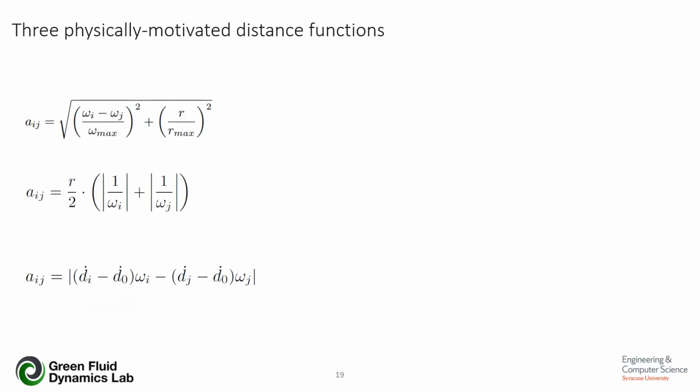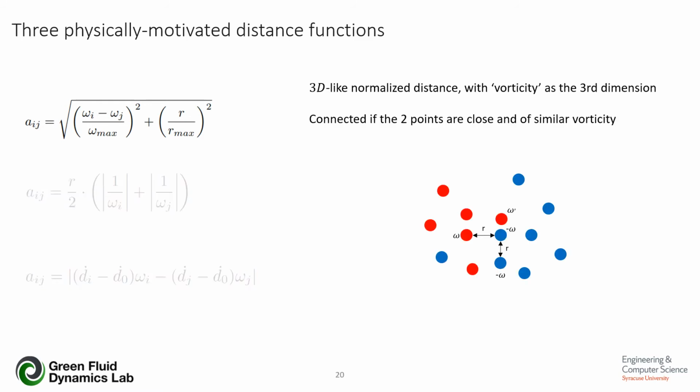For our simulation, 3 different distance functions are tested. The equations are shown below. The first equation evaluates the properties as a 3D-like normalized distance. As you can see from the equations, the vorticity is supplemented as one dimension. This means that the 2 points need to meet 2 conditions to stay connected. First, they need to be both close in location, and then they need to be similar in vorticity value.